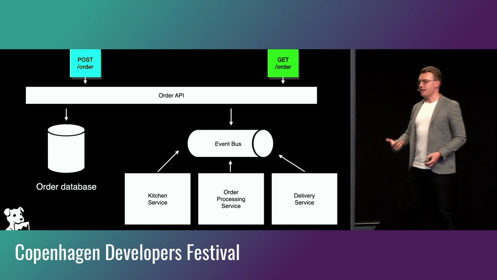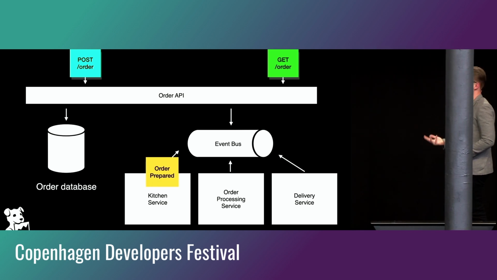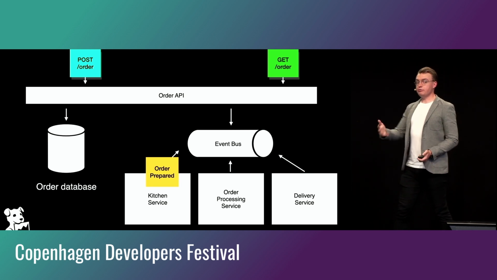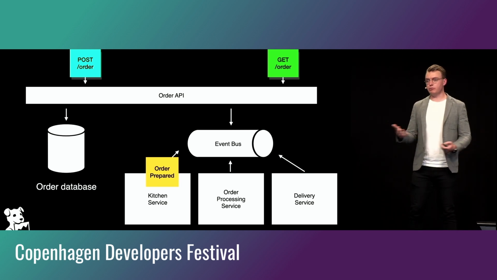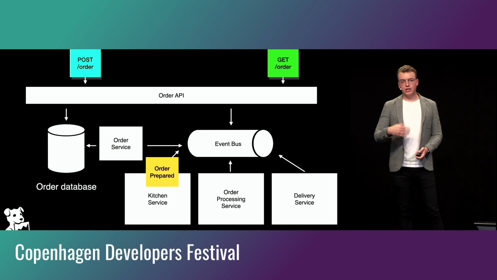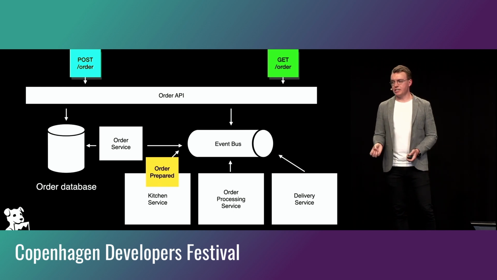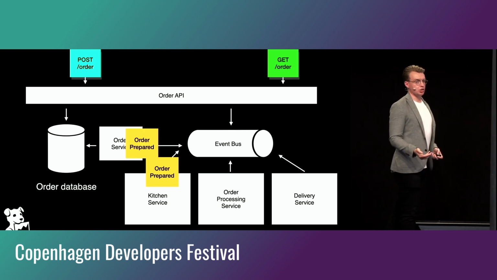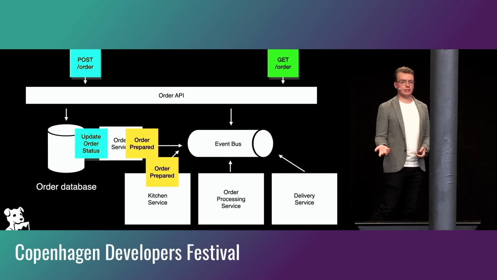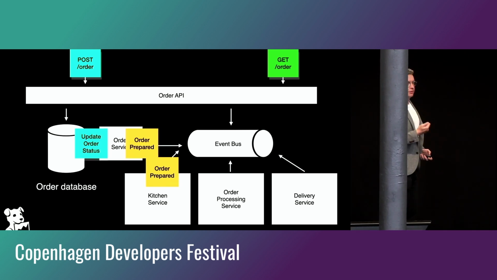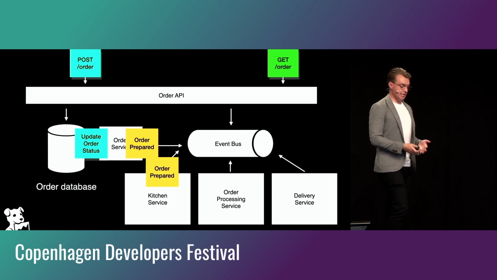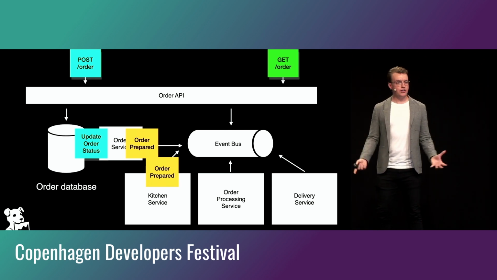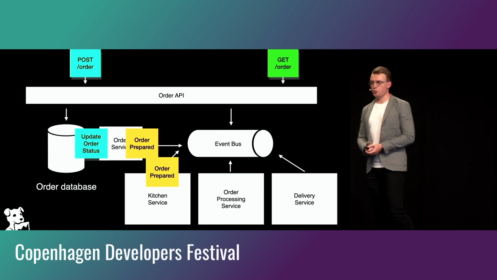But remember, you've still got events that are flying around. You've still got the kitchen service publishing that order prepared event. And the delivery service might be interested in that because they need to go and deliver the order. But the order service can also be interested in that order prepared event. The order service can consume that order prepared event, and all it's going to do with it is update the status of the order in the database. So me sat there furiously refreshing my app can see that the order is being prepared. It's going to be on its way soon.